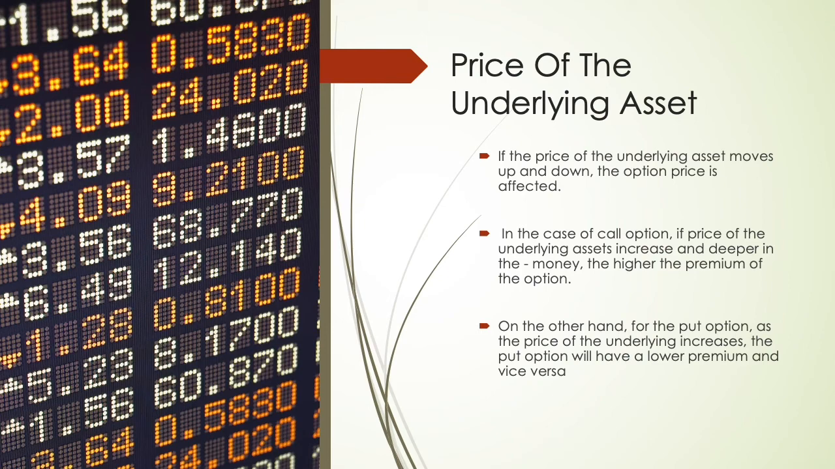In the case of a call option, if the price of the underlying asset increases, the call option becomes deeper in the money. That means the call option becomes more profitable, and the premium of the option is higher because the demand for the option is higher. So when the option makes profit, the demand for the option will increase and it will result in an increase in the premium of the option.